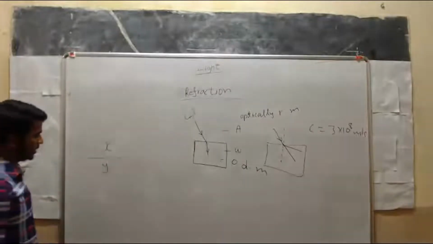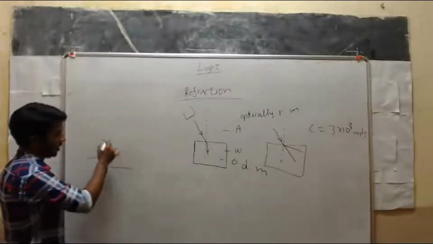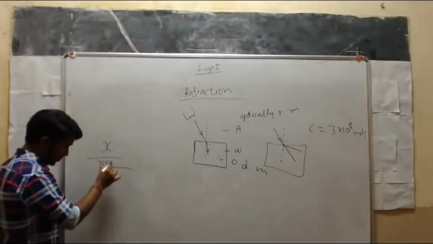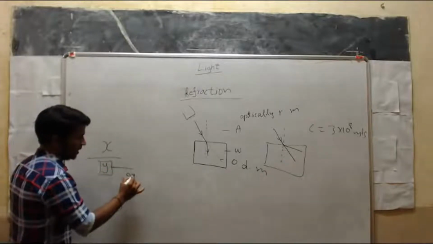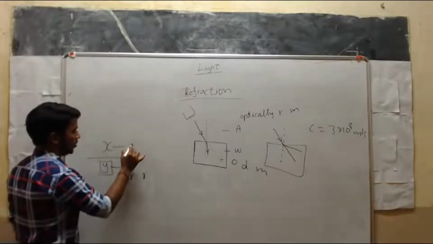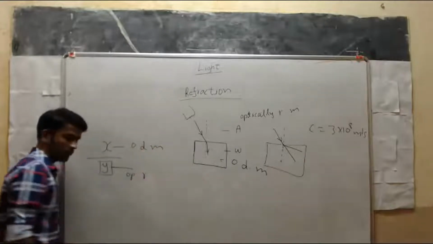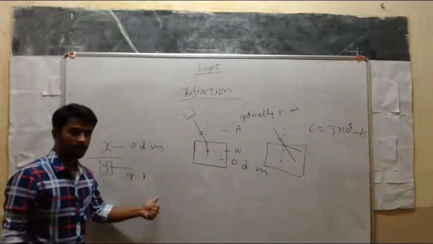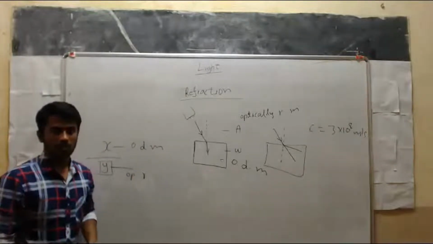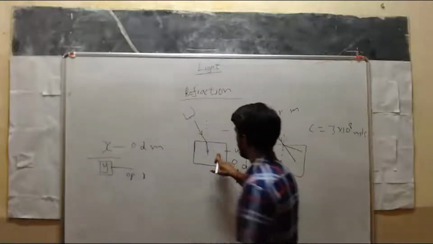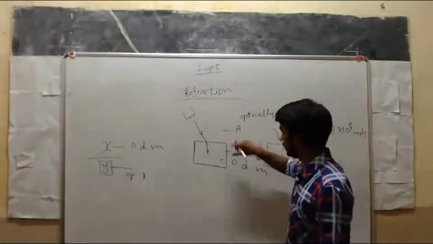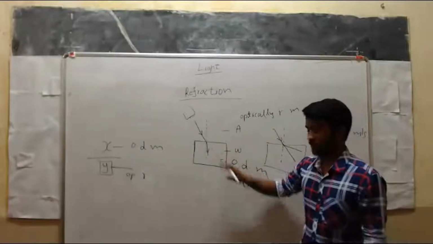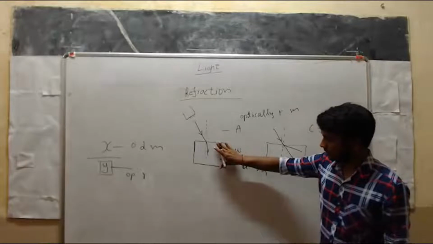For example, I will give you two mediums, X and Y. Say the speed of light in Y medium is more than the speed of light in X medium. Then we can say clearly that Y medium is the optically rarer medium and the X medium is the optically denser medium. Every time we won't say optically denser medium; we just use rarer medium and denser medium. Out of these two mediums, the speed of light is more in air, right? So that's why we call air medium the rarer medium and water medium the denser medium.